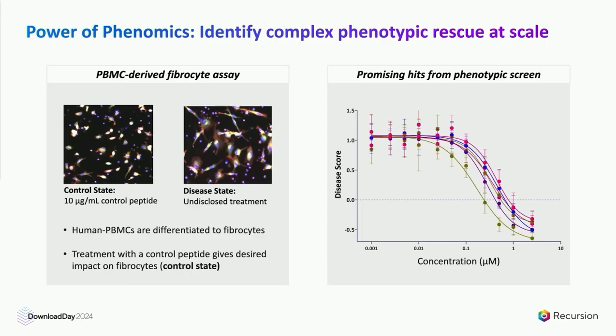So our goal for this program was to identify compounds that could reverse the fibrotic state that we had induced in human PBMC cells back to a control state. And what you can see on this side of the screen is a number of our hit compounds, and you can see that very clearly we were able to identify compounds that reverted that fibrotic disease back to control at increasing concentrations of those compounds.